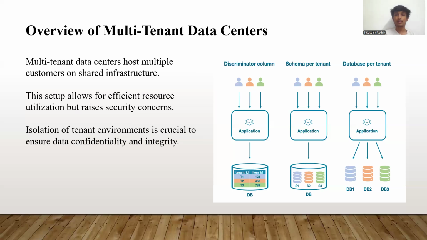On the right, in the given image, we can see the discriminator column, schema per tenant, and the database. The discriminator column goes to the application and then to the tenant ID and the item ID. The schema per tenant goes to the application, and then the application to the database. The database is divided into three different databases on the basis of different aspects: database one, database two, and database three.